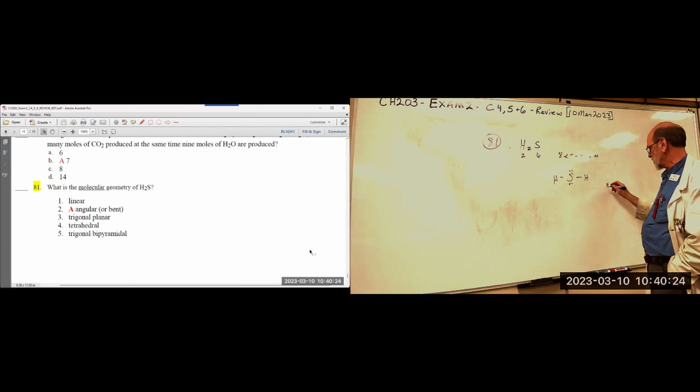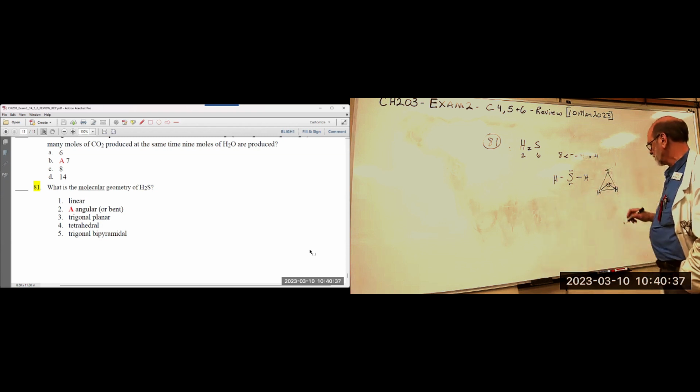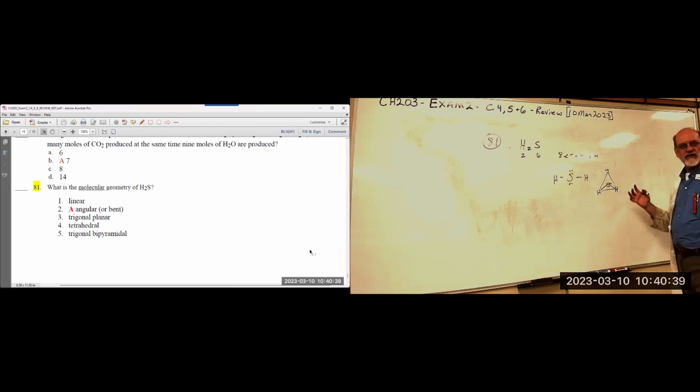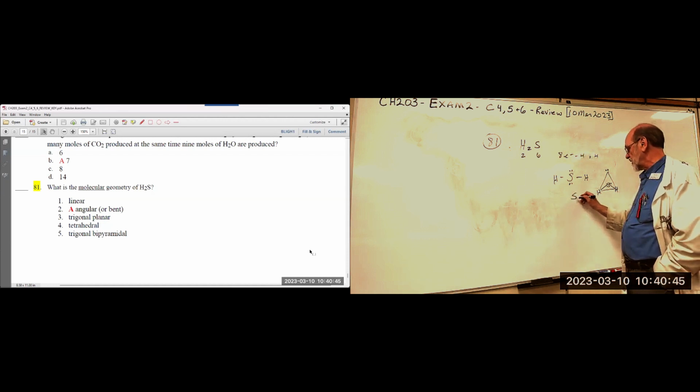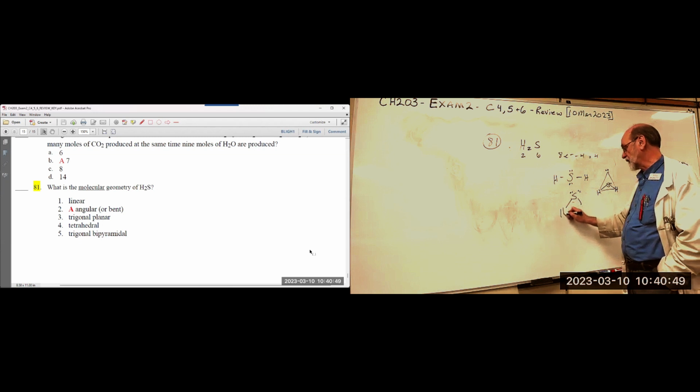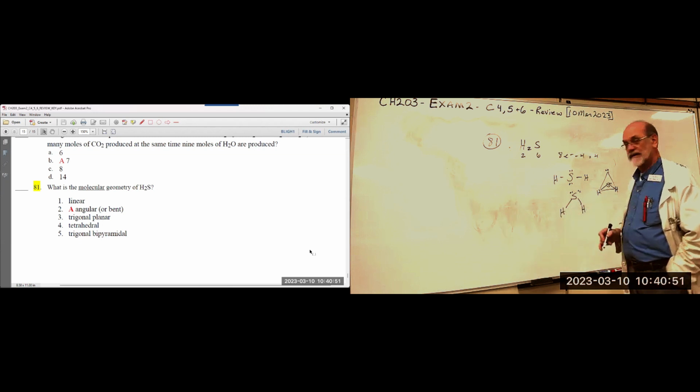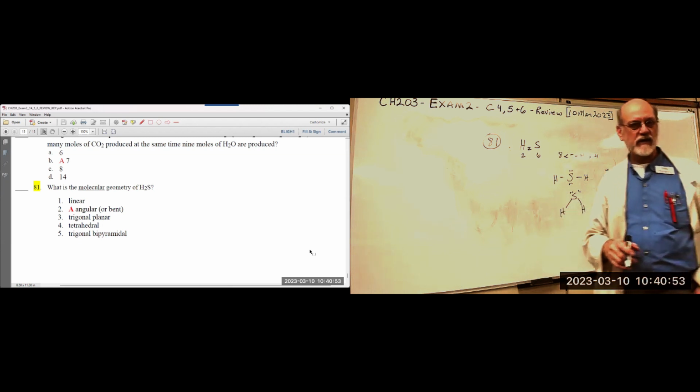Let's see. There's sulfur, and we have a tetrahedron here. We have a hydrogen here, a lone pair in the back, and a lone pair up here. So when you cover up those lone pairs, what are you left with? You're left with a bent molecule, aren't you? So it would look like this. Actually, it looks like water. It's a bent molecule, angular.